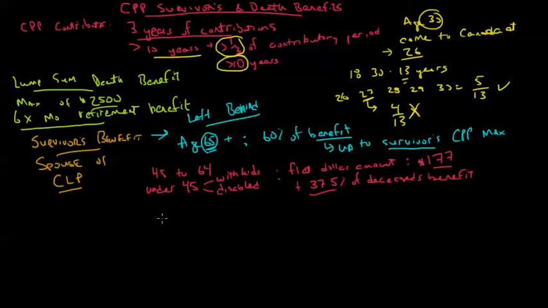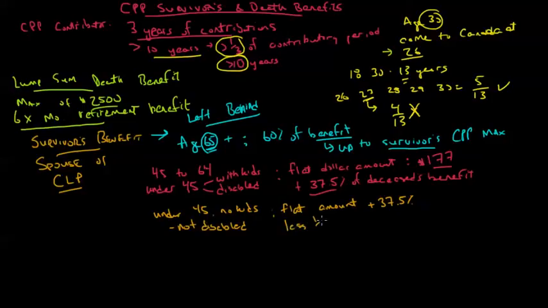And then we have another group of people. So now we're going to look at people who are under 45, and there are no kids. And this person's also not disabled. So it's the same benefit here. We're still going to do the same flat amount plus the 37.5%. But now it's going to be prorated downwards. So we take that and we're going to knock off 1/120th per month that this person is under the age of 45.